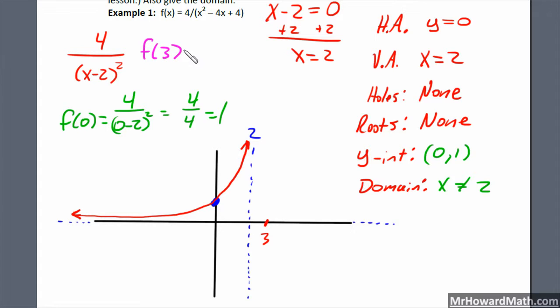f of 3 would be equal to 4 over (3 minus 2) quantity squared. So that would be 3 minus 2 is 1, 1 squared is 1, so 4 over 1 is just 4. So that tells us that we have the point (3, 4) up here somewhere. So that means the rest of the graph has to be up here like this. So that's what that one would look like. We could put it in the calculator and verify it, but that would be the rough sketch of that graph.